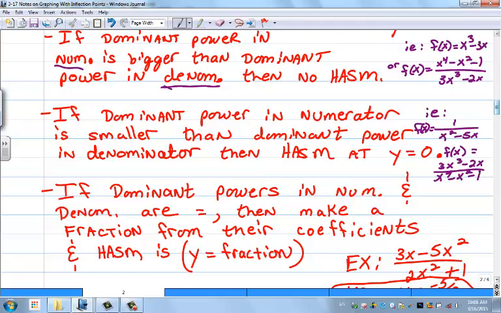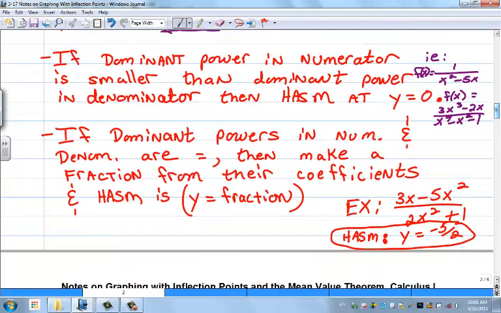Finally, if the dominant power is in the top and the bottom, remember, dominant power is the highest power of x, right? If the dominant powers in the numerator and denominator are equal, then make a fraction from their coefficients, and the horizontal asymptote, HASM is how I say it, is y equals that fraction.